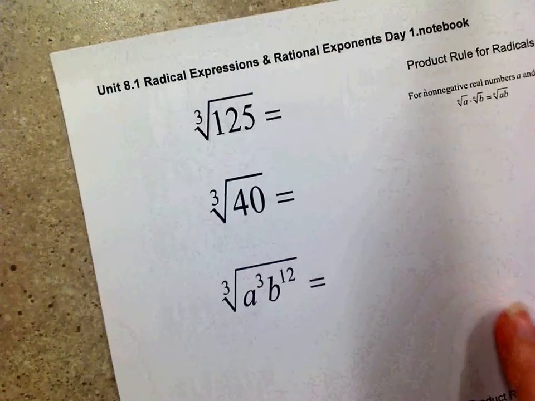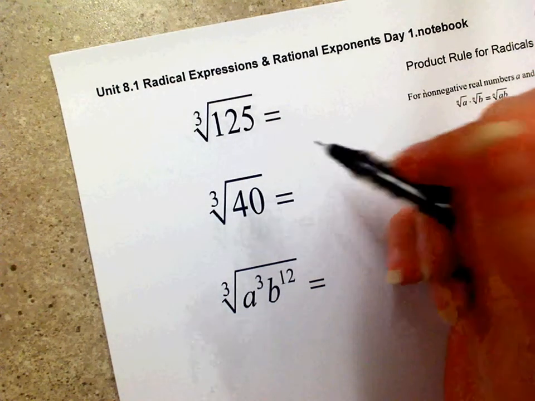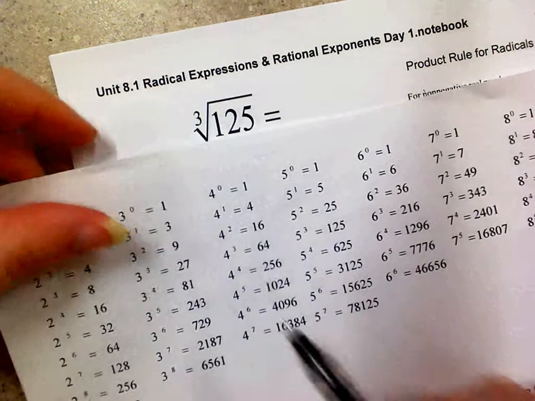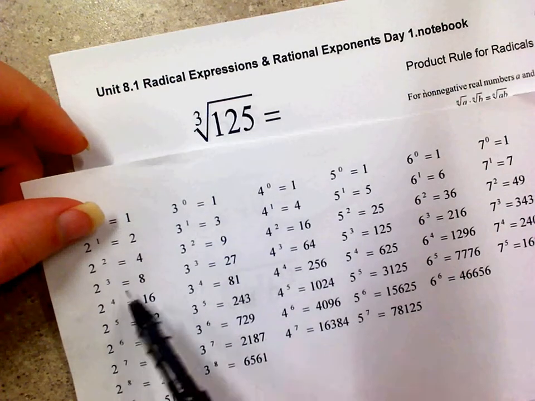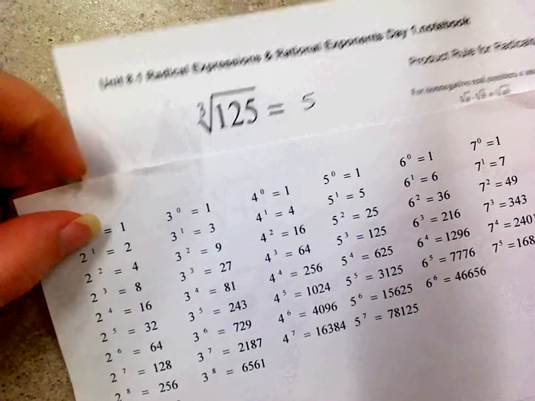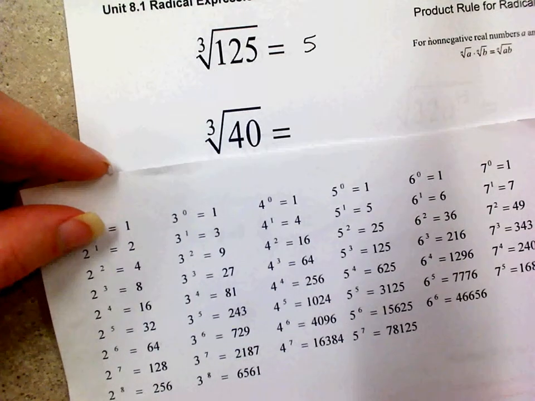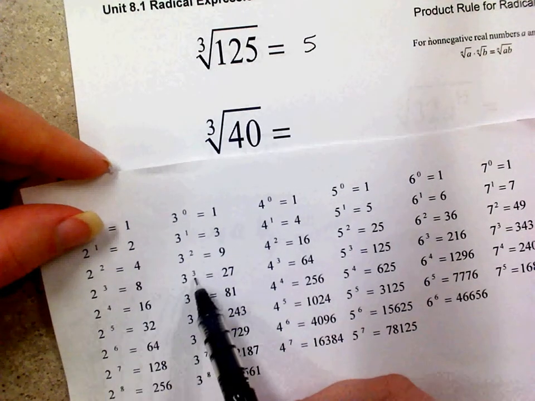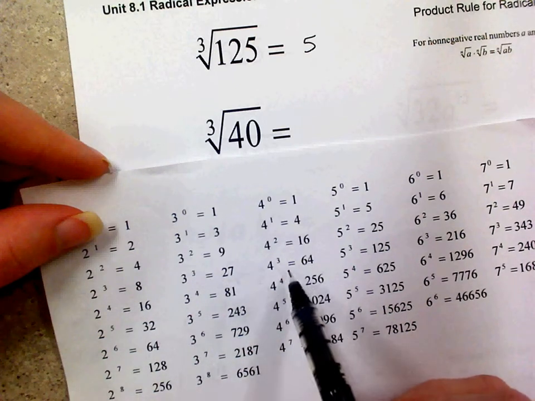Okay. Cubed root of 125. Well, in that case, just look at your power chart and say 125 is what cubed? And it's 5. So that's just 5. Cubed root of 40. Well, if I look along the 3's, there's nothing cubed that gives me 40.